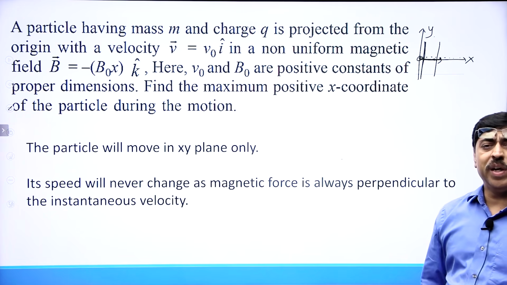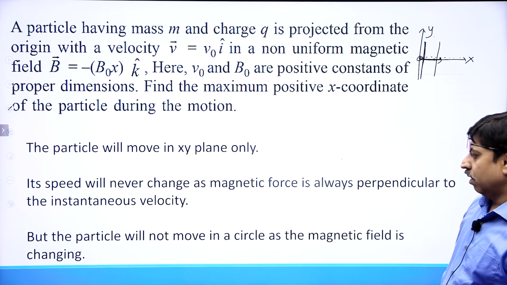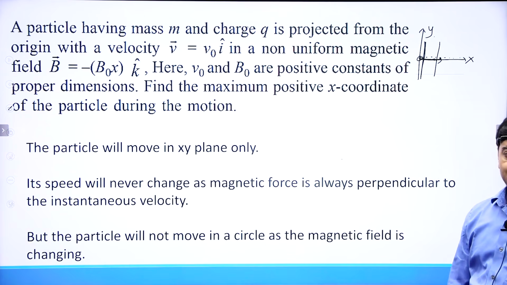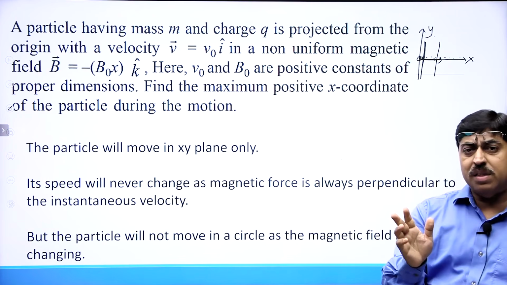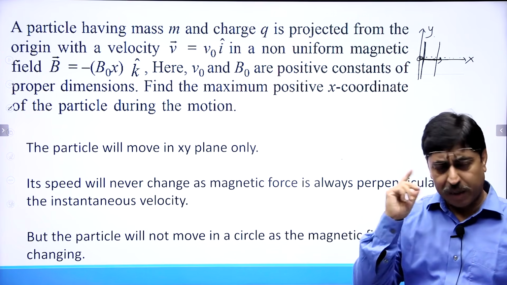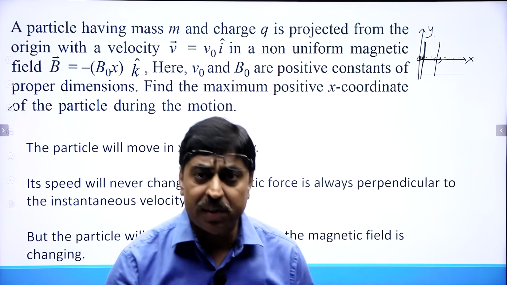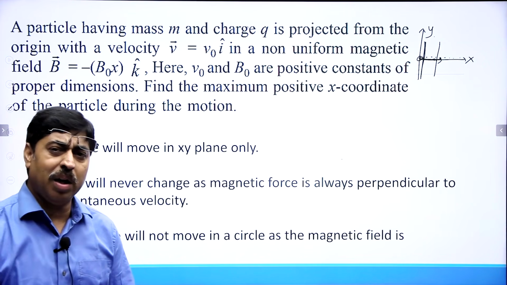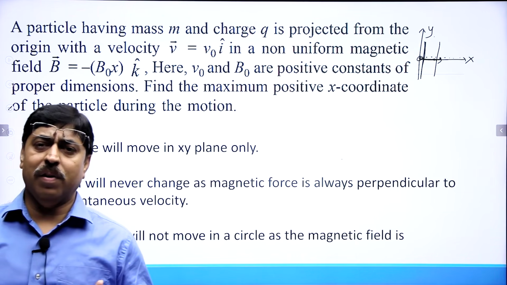So, the particle is moving in the xy plane, the particle will have a fixed speed, but the particle will not move in a circle as the magnetic field is not of constant magnitude. The speed is changing, is it? No, the speed is not changing. The magnetic force is changing, yes, it is changing, because the magnetic field strength is changing as the particle moves in the x direction. The strength of the magnetic field is changing.